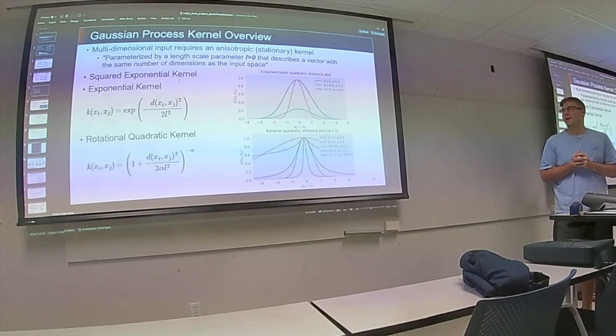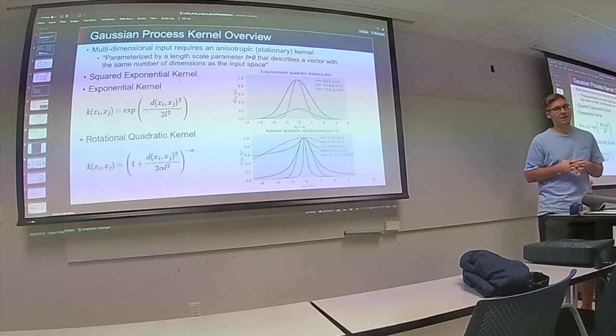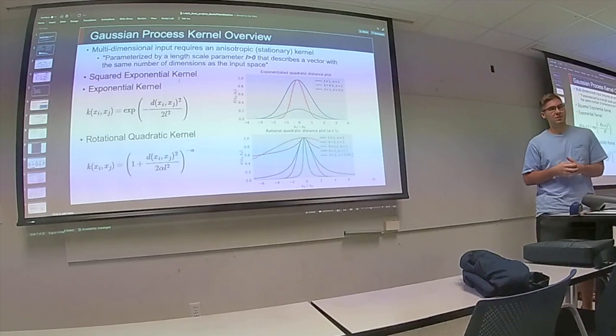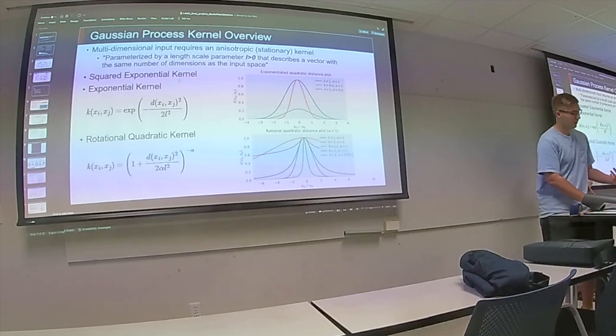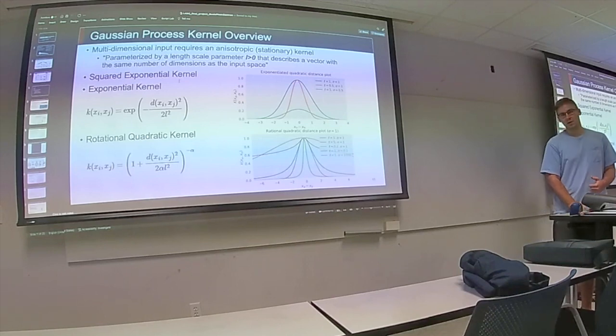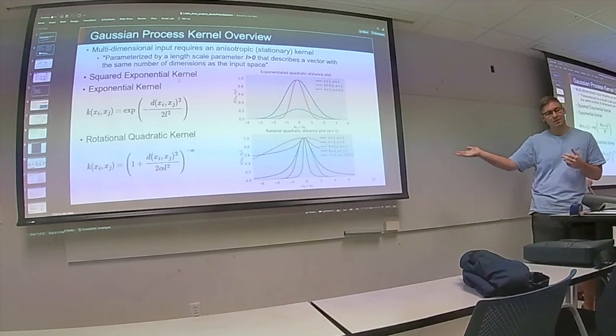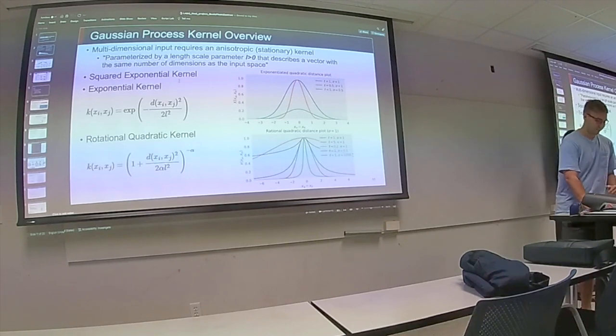All 3 of these are anisotropic or stationary kernels. I guess the abbreviated summary of what those are: they're just kernels that support using vector or multidimensional inputs versus a scalar input. So I have a squared exponential kernel, an exponential kernel, and then a rational quadratic kernel. And then these are just examples of, if you were going to take the scalar case, here's what their distance distributions look like.